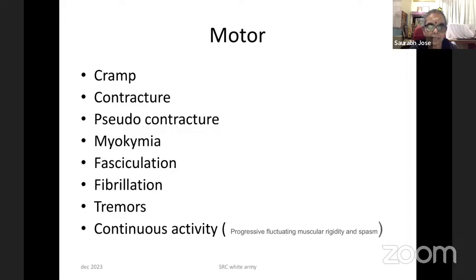But unlike the classical tremor, which is a rhythmic, repetitive movement around a fixed point, this will be arrhythmic movement. The amplitude up and down will not be predictable. So that is called pseudo-tremor, which happens in faulty regeneration, and it is the equivalent of dysesthesia in the sensory structures. And you can have continuous muscle fiber activity, which is due to progressive fluctuating muscle rigidity and spasm, which you will get in some conditions like Isaac syndrome, continuous muscle fiber activity syndrome, and stiff person syndrome. So these are the positive features in the motor pathway.